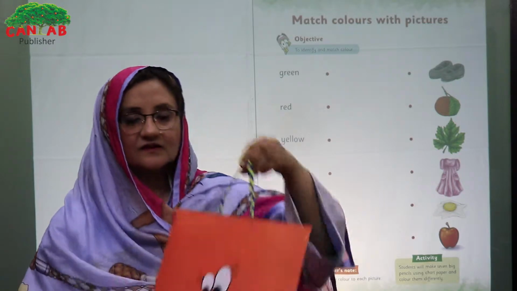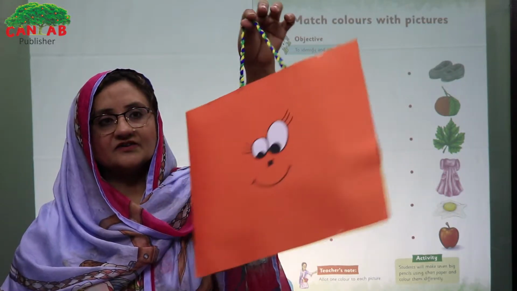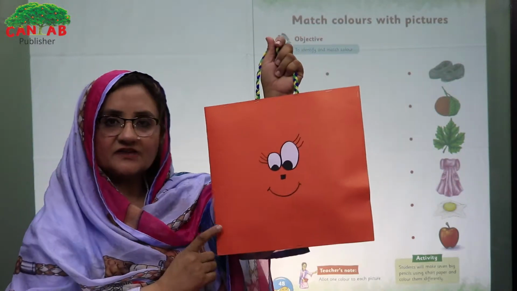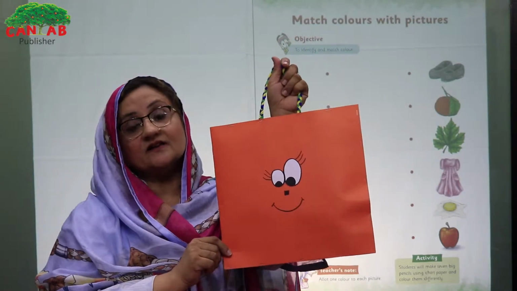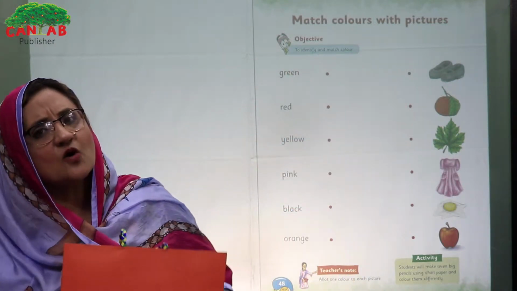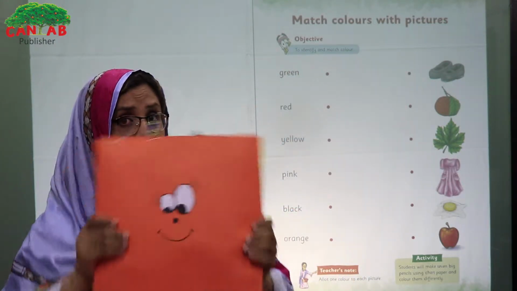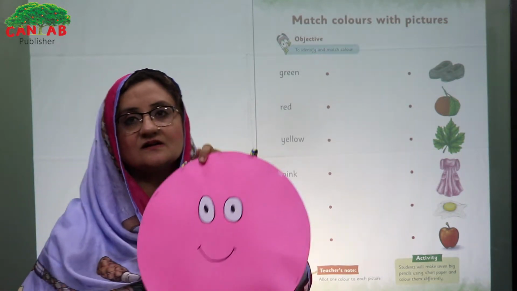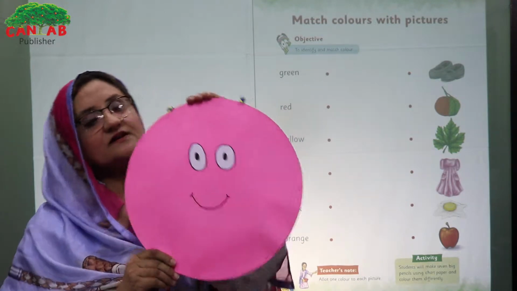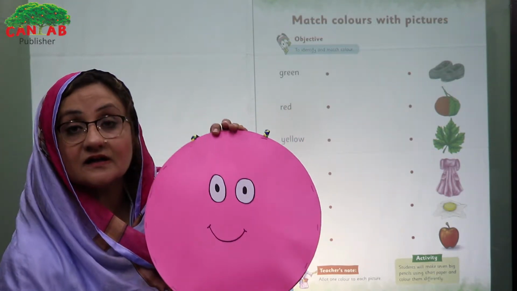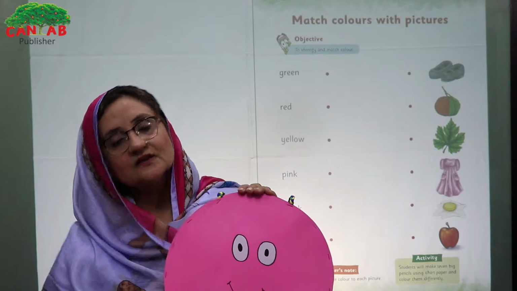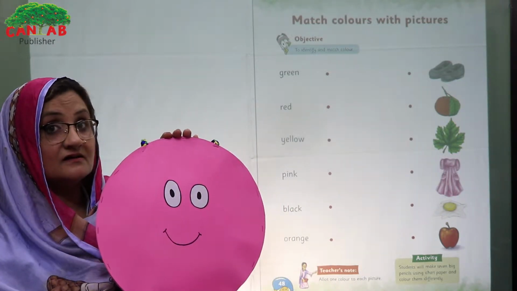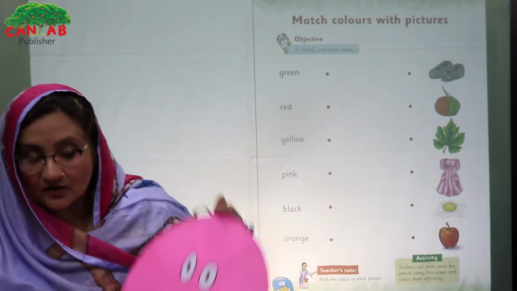And this is a bag. And its shape is square. Yes. And it is of orange color. Can you please name other things having orange color? And what about this one? The circle. A circle is of pink color. Can you please show me or name the things having pink color? Okay, good.